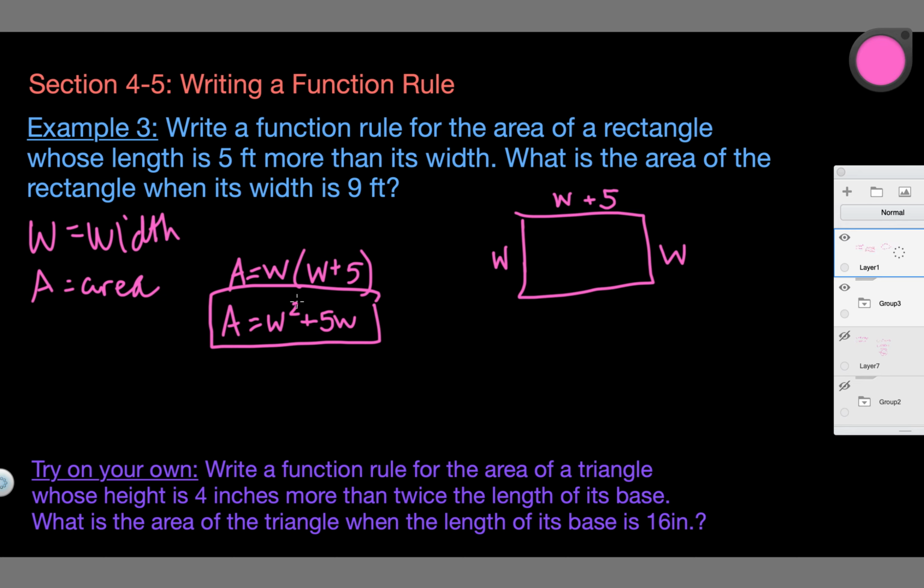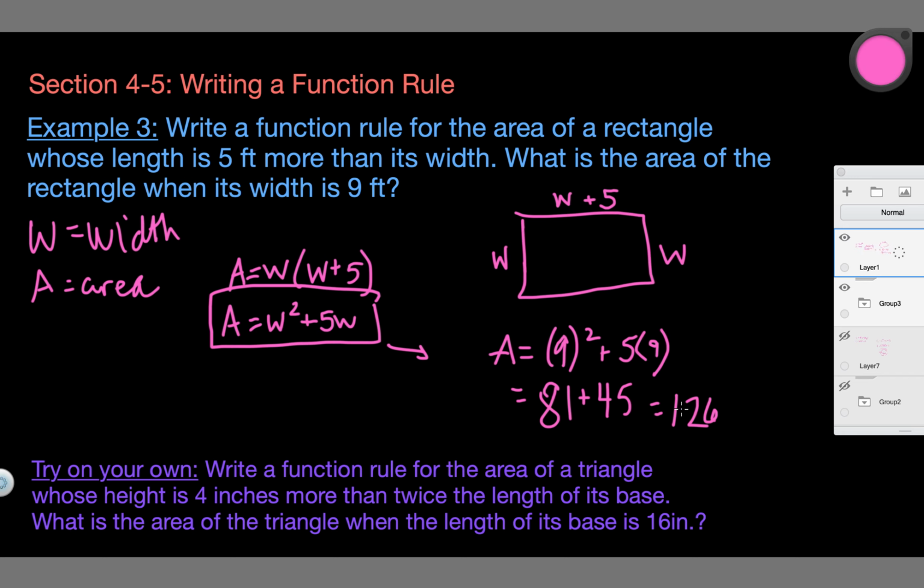Now, the last question it asks us is, what is the area of a rectangle when its width is 9? So when W is 9, what is A? So let's plug it in and see. So we're looking for A when W is 9. We plug in 9 for W, wherever we see W, and we simplify. So 9 squared is 9 times 9, which is 81, plus 5 times 9, which is 45, and we end up with 126. 126 what? Well, it's the area, so it has to be square feet. And we always know area is squared.